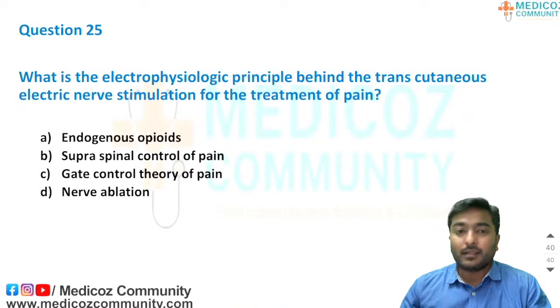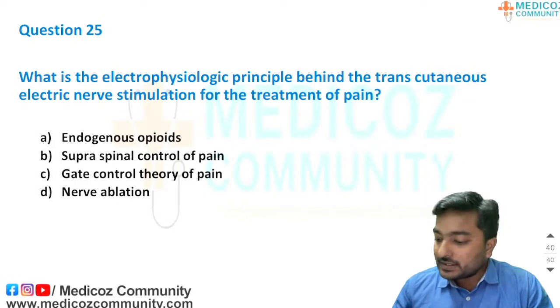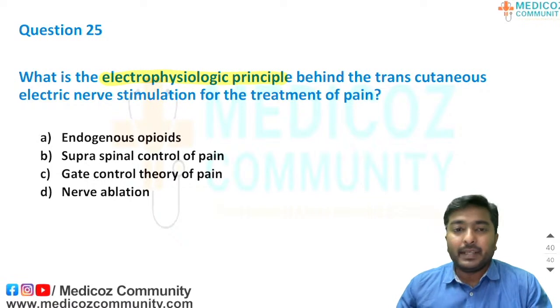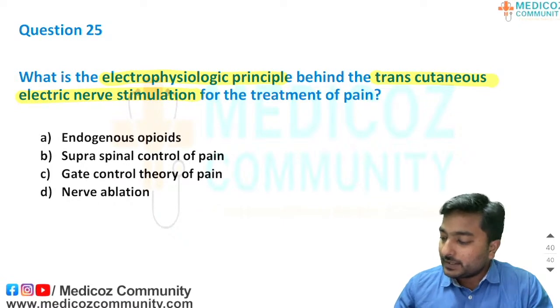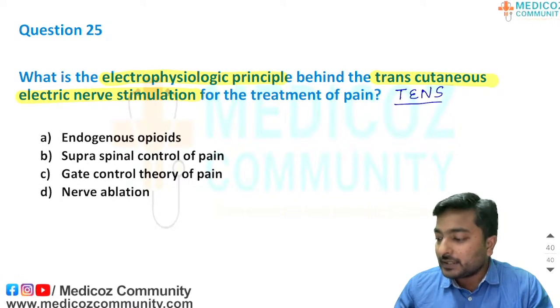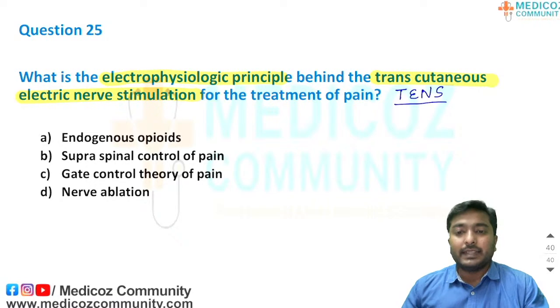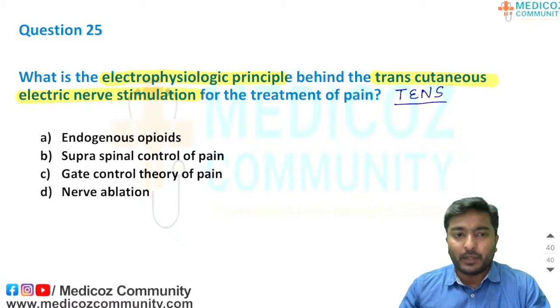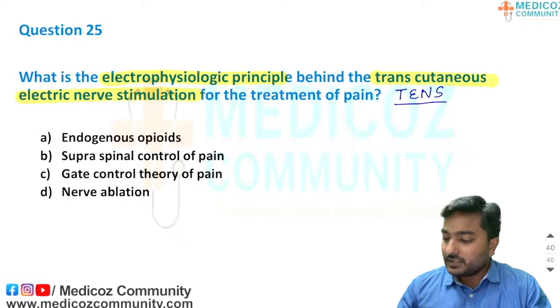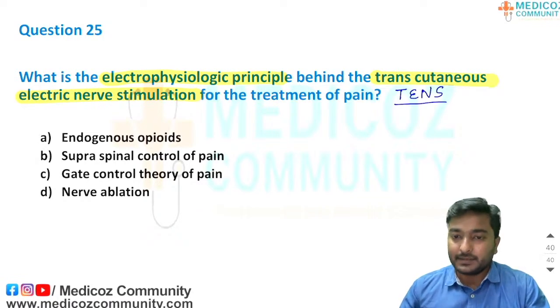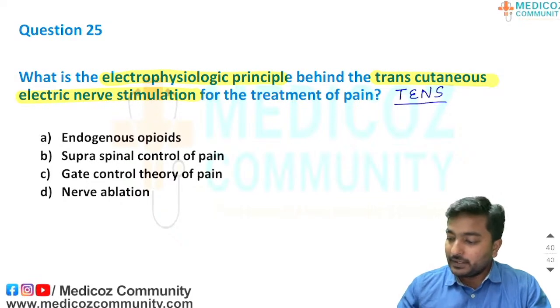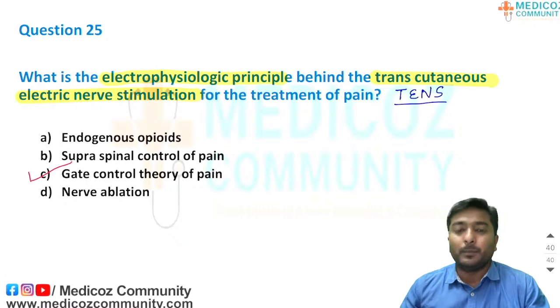Moving on to the next and last MCQ for today's session. What is the electrophysiological principle behind transcutaneous electric nerve stimulation for the treatment of pain? They are asking the principle behind TENS. Option A, endogenous opioids. Option B, supraspinal control of pain. Option C, gate control theory of pain. D, nerve ablation. What could be the answer? The answer for this MCQ is gate control theory of pain.